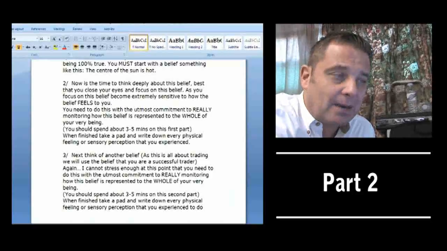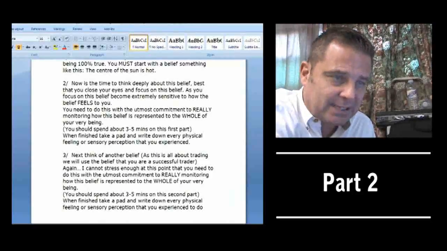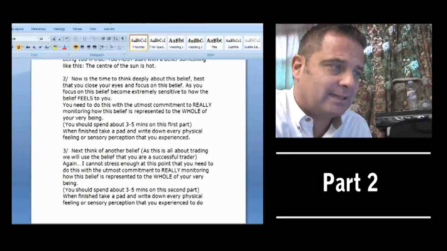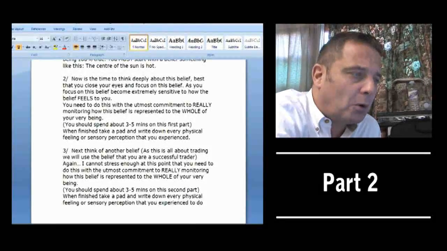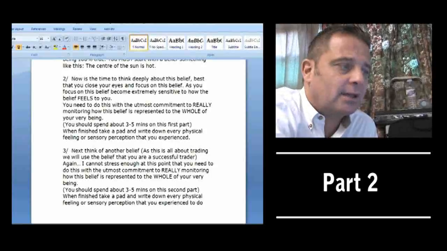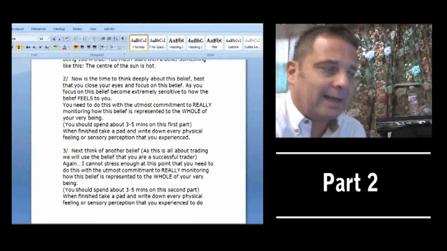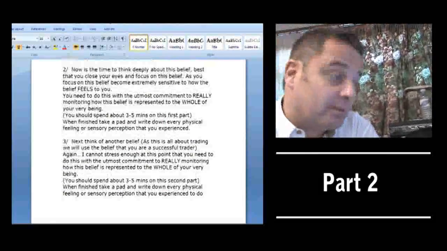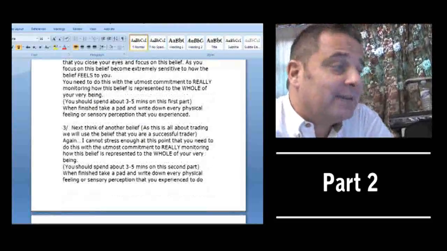You need to do this with the utmost commitment, and this is why I'll send you this document so you can really do it, as I did, to really monitor how this belief is represented to the whole of your being. Now, we're not going to have time to sit here and do this exercise now, but I strongly urge you to do it. Next, think of another belief.